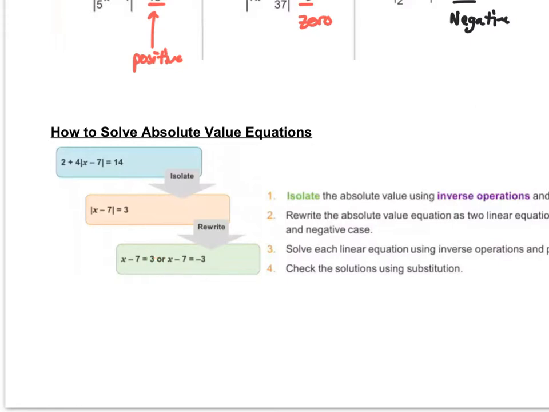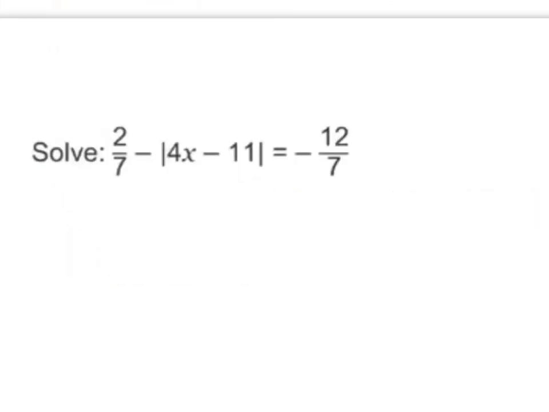Okay, so we're going to look at a couple harder examples on those. Taking a look at this one, what I notice is I've got 2/7 minus the absolute value of 4x minus 11 is equal to negative 12/7. So what I'm going to do is subtract 2/7 from both sides.